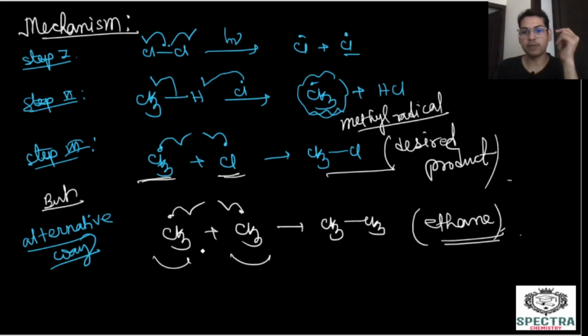And you cannot suppress this reaction, because in a free radical reaction any free radical can react with any other free radical. It's a chain reaction, so anything can happen, and you cannot stop it. That's why you are getting ethane as a side product. So this is question number 1.